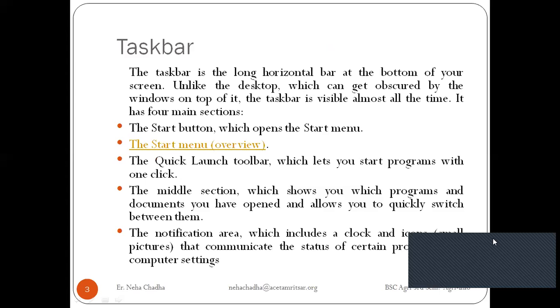Taskbar is the long horizontal bar at the bottom of the screen. When you open your desktop, you can see there is one horizontal line which is present at the bottom of your desktop. That thing is called the taskbar. Why it is called taskbar? Because over the taskbar, certain tasks are displayed. Unlike the desktop, which can get obscured by the windows on top of it, the taskbar is visible almost all the time. The taskbar has the following sections.